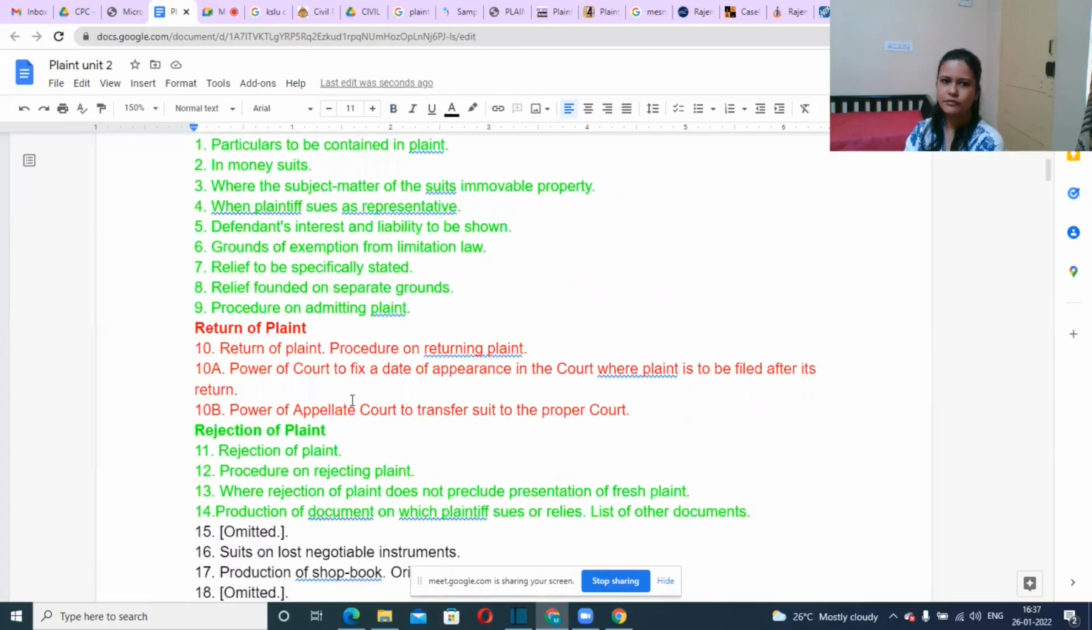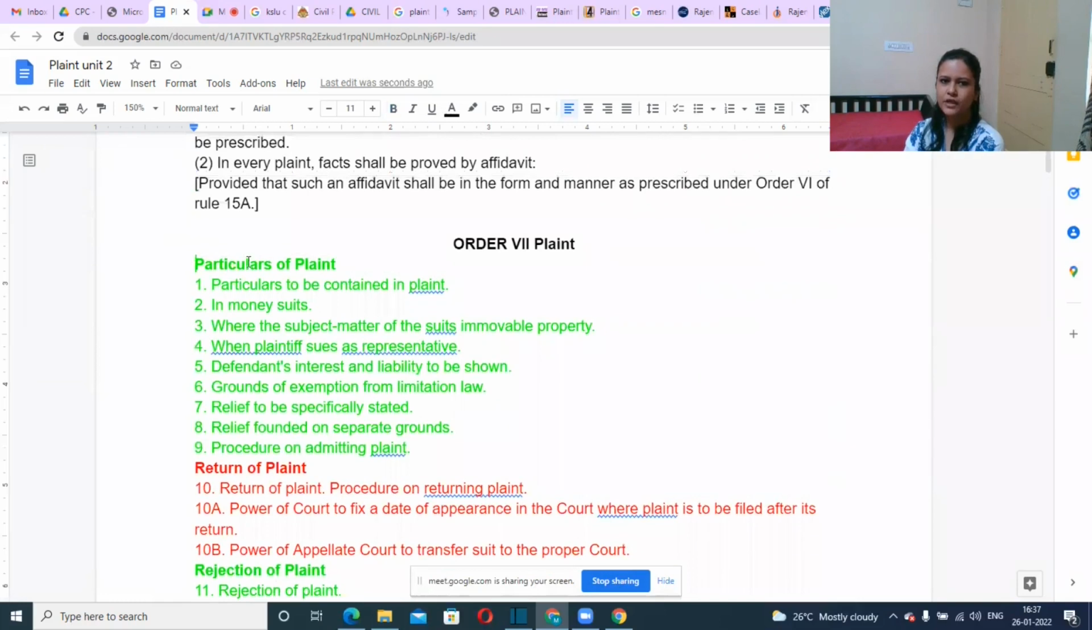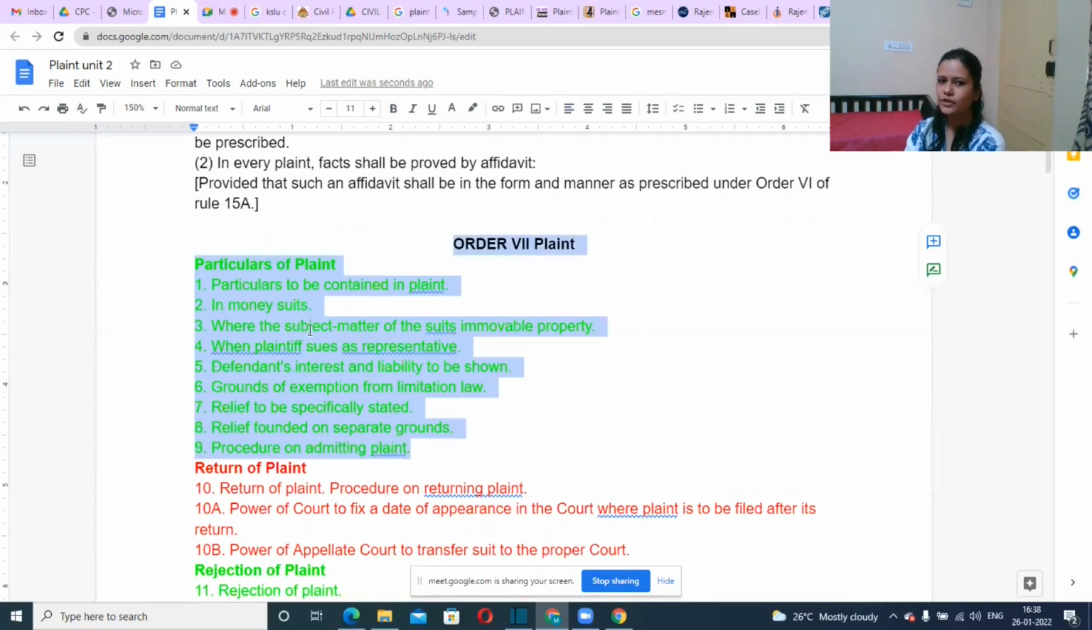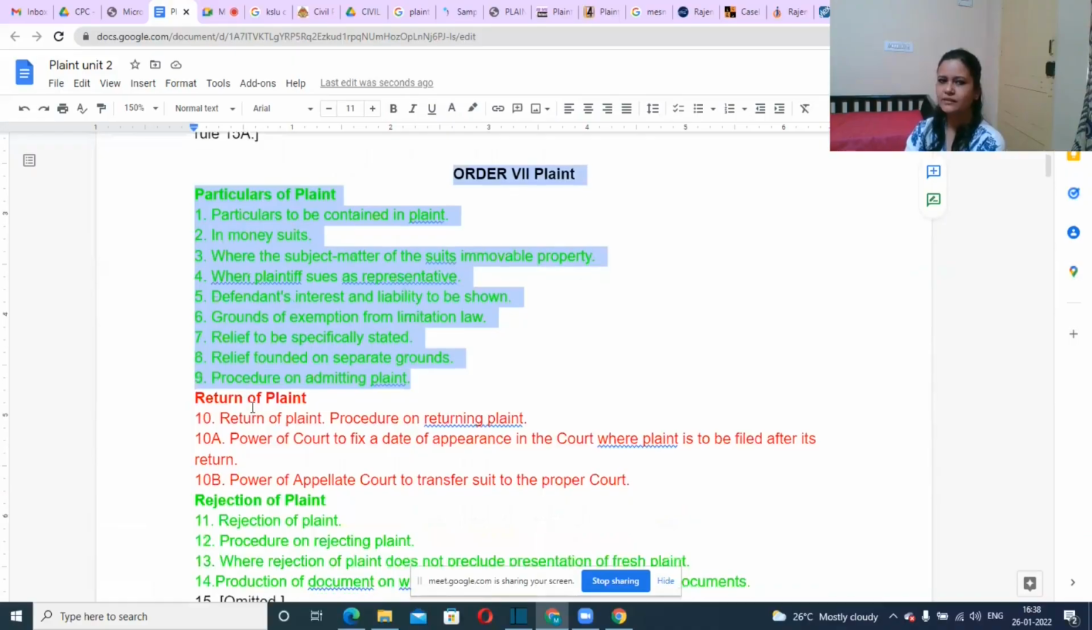So this is the first part, in which we have particulars of plaint, what all things are needed to be mentioned in the plaint and in what situation it would be finally admitted. That everything is proper, we are accepting it, now it's time to serve summons to the defendant. So this is the part talking about what all things are necessary to be mentioned in the plaint.